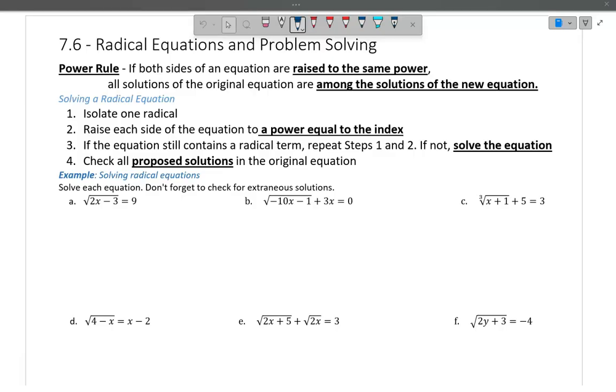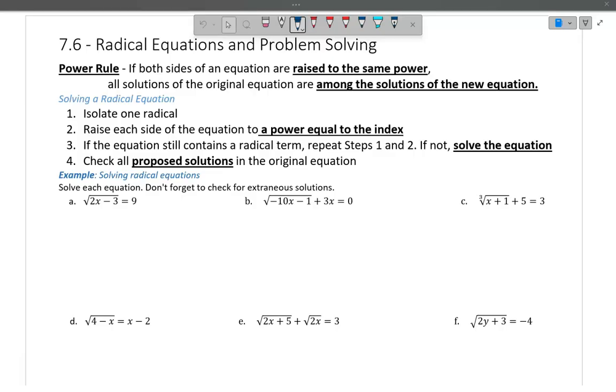If after we perform that operation the equation still contains radical terms, we're going to repeat steps 1 and 2 until we have an equation that does not contain any radicals. Then we'll solve the equation based on whatever methods would be appropriate. If we have a linear equation, we can go right into isolating the variable. If we have a quadratic equation, we can set it equal to 0, so it's in standard form, and then solve after we factor.